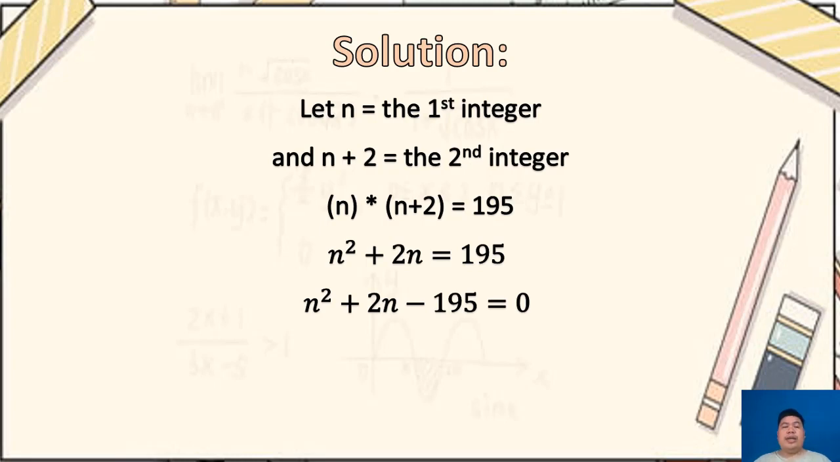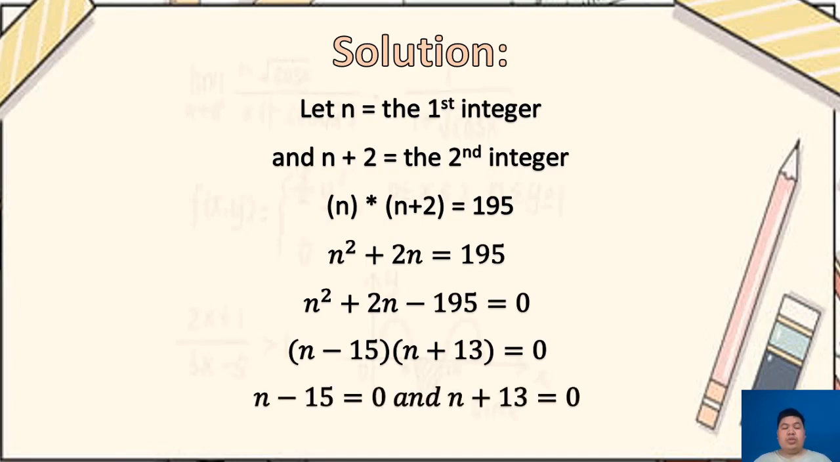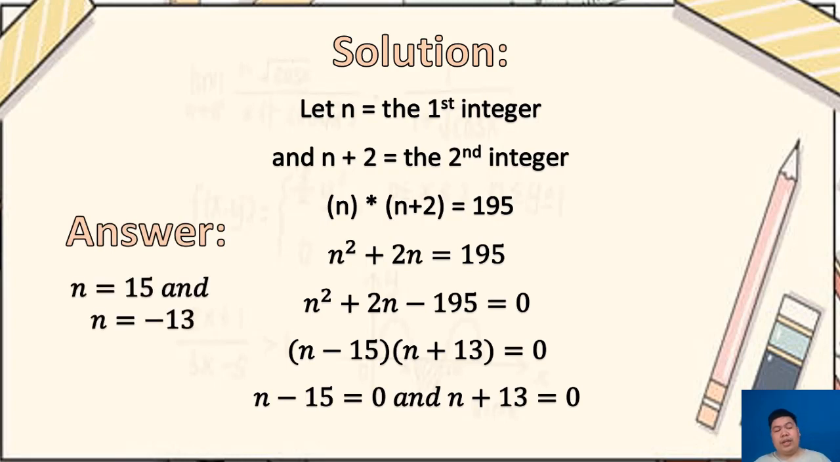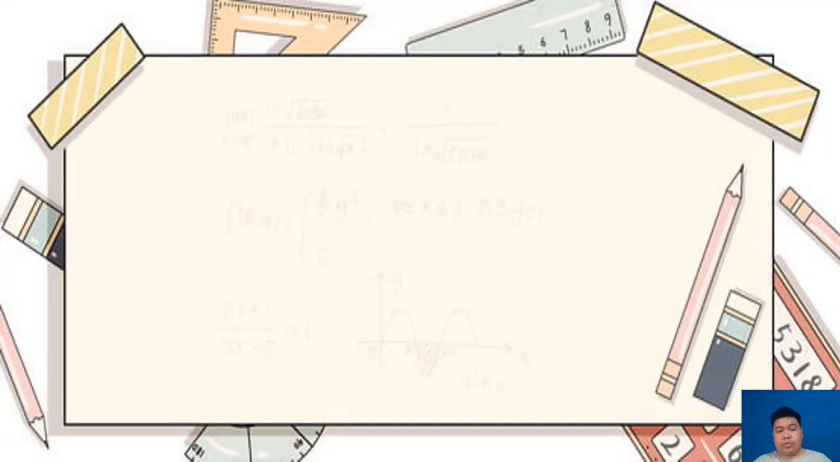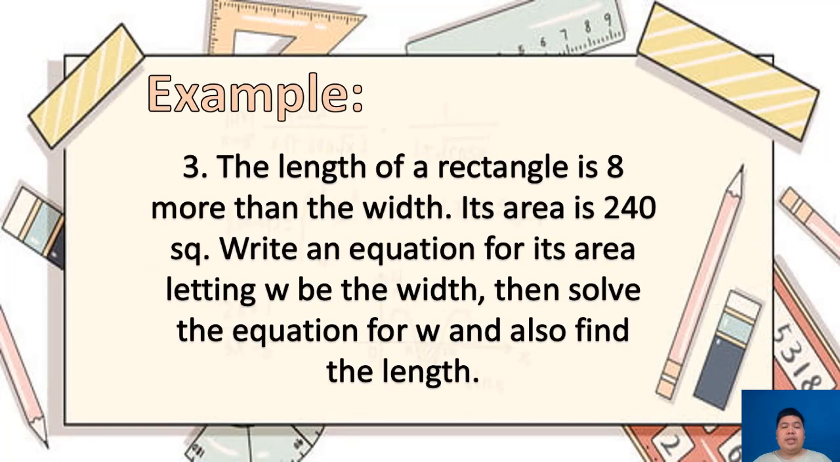Then, using trial and error, factoring out, we will get the binomials n minus 15 and n plus 13 is equal to 0. So, n is equal to 15 and n is equal to negative 13. Then, the first integer will be 15, then the second integer will be 17. That's it. Okay, next.